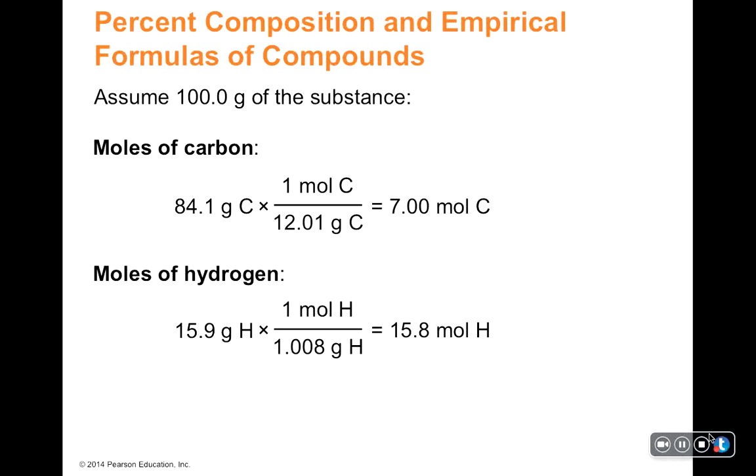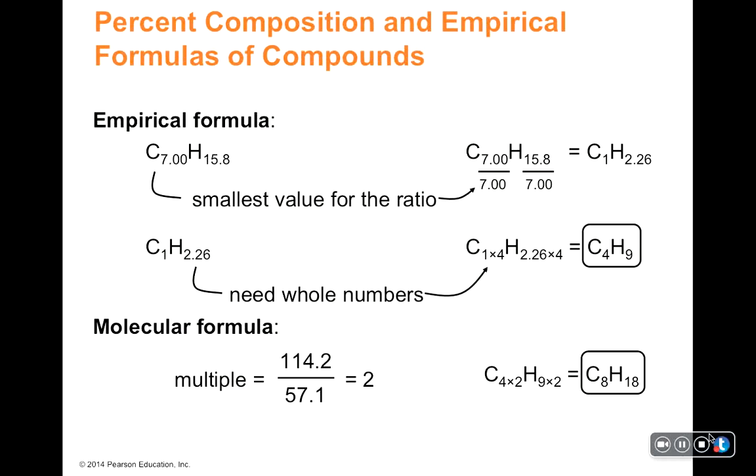But the first thing to do is to take your moles from before. Okay, so we have 7 moles of carbon and 15.8 moles of hydrogen. And we need to figure out what's the smallest ratio of carbon to hydrogen in this compound. The first step is to always divide by the lower number. So you can see here we take the 7 and the 15.8 and divide by 7. That will give you one of them as a 1.